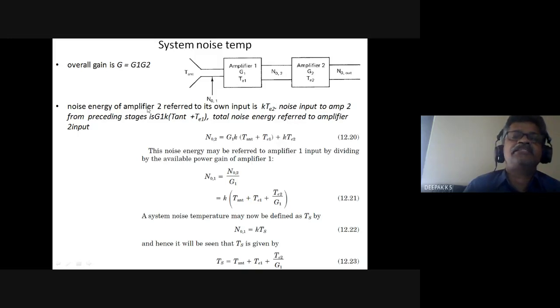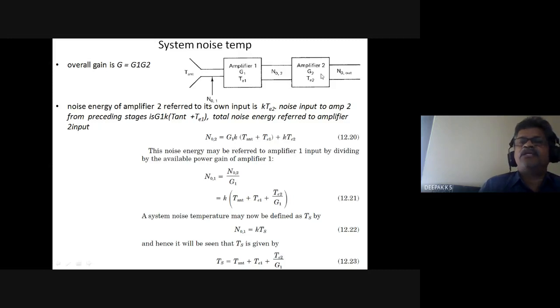The noise energy of amplifier 2 referred to its own input is KTE2. So here there is TE2. You refer to this input. This is actually the noise generated here, and noise input to amplifier from preceding stage. And so if you calculate all this effectively, you will find this N02. N02 is G1 into K, P1 into K plus P and plus PE1.